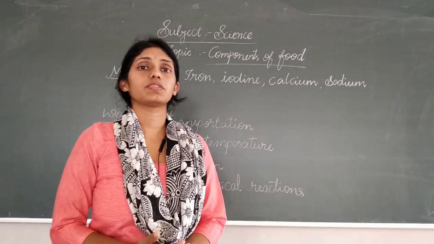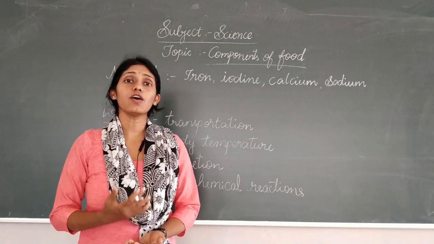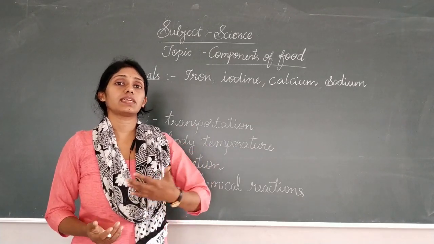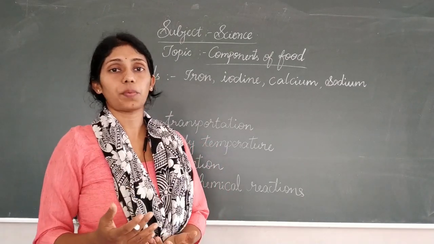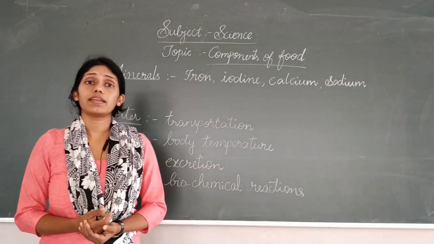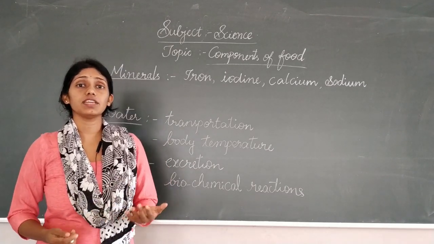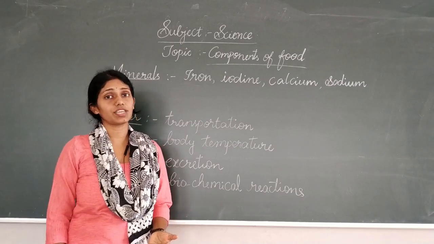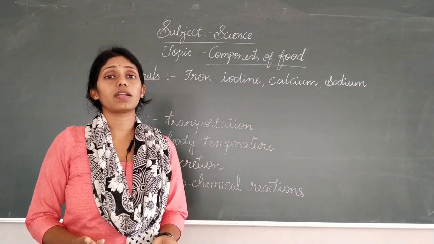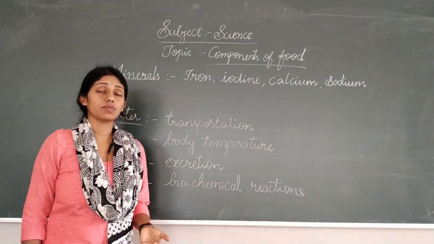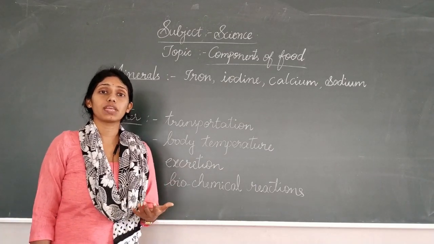In the last class we studied about the components of food, that is the nutrients present in the food, and in detail we studied about all the nutrients, that is carbohydrates, fats, proteins, vitamins, right? So carbohydrates and fats give us energy, right? It gives us energy to do work, so they are called energy giving foods. The proteins help in body building, so they are called body building food. And vitamins help us to fight against diseases, so they are called protective food.